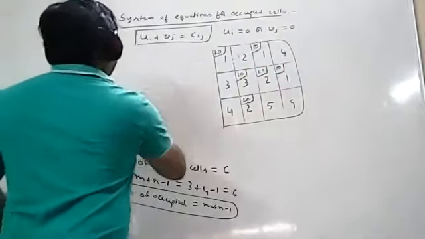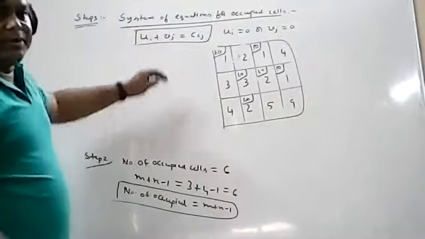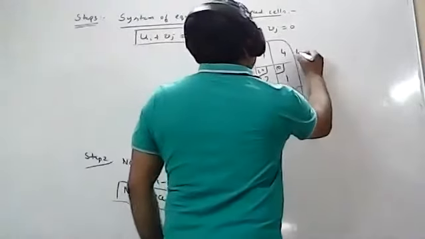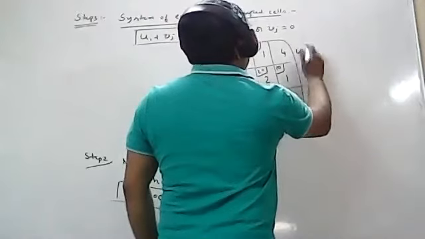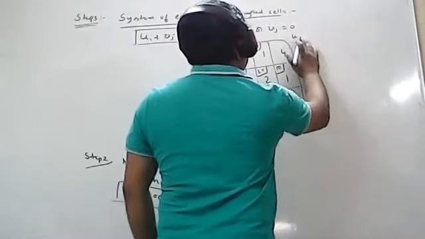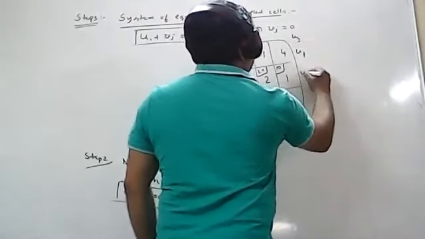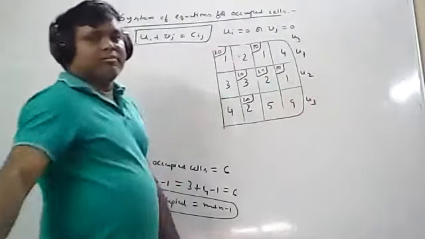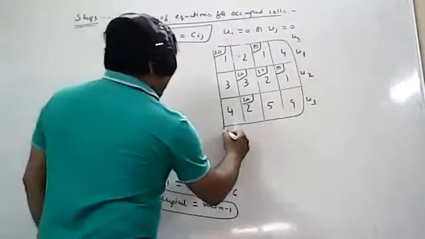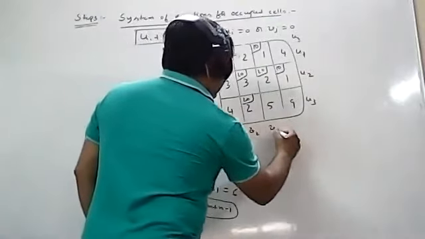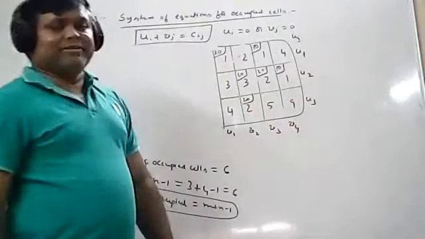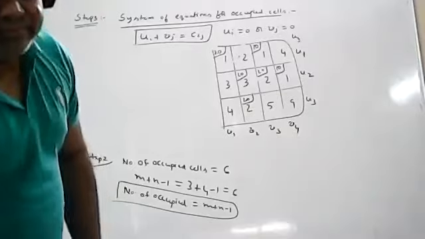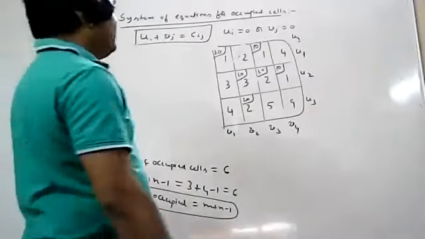I have to apply this formula only for occupied cells. Initially, how many U values are there? Ui means U1, U2, U3. How many U values are there? 3. How many V values are there? V1, V2, V3, V4. Okay.